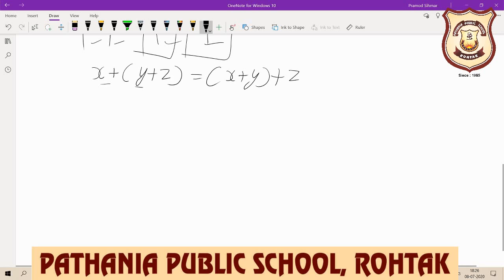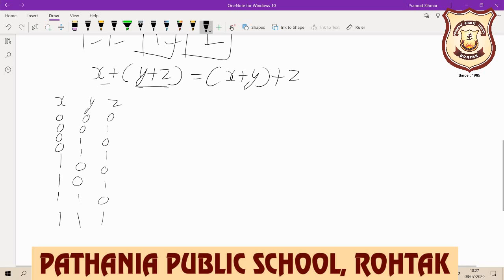X, y, z. Three variables are there. So we need the truth table of three variables here first. So 4 times 0, 4 times 1. Everyone knows what is truth table and how to do truth table. Last so many classes we discussed these truth tables. Okay, this is the truth table of three variables. Now we need y plus z.